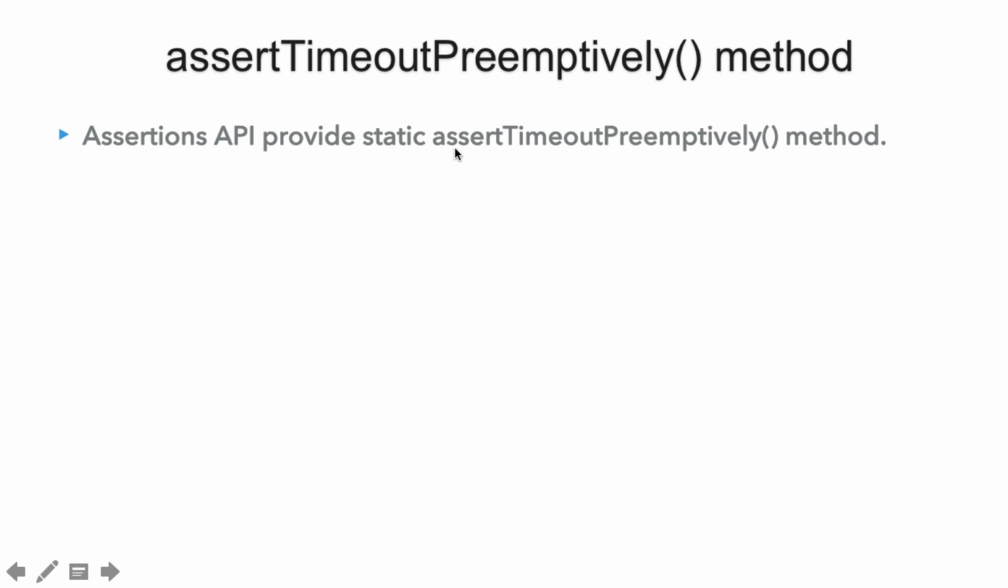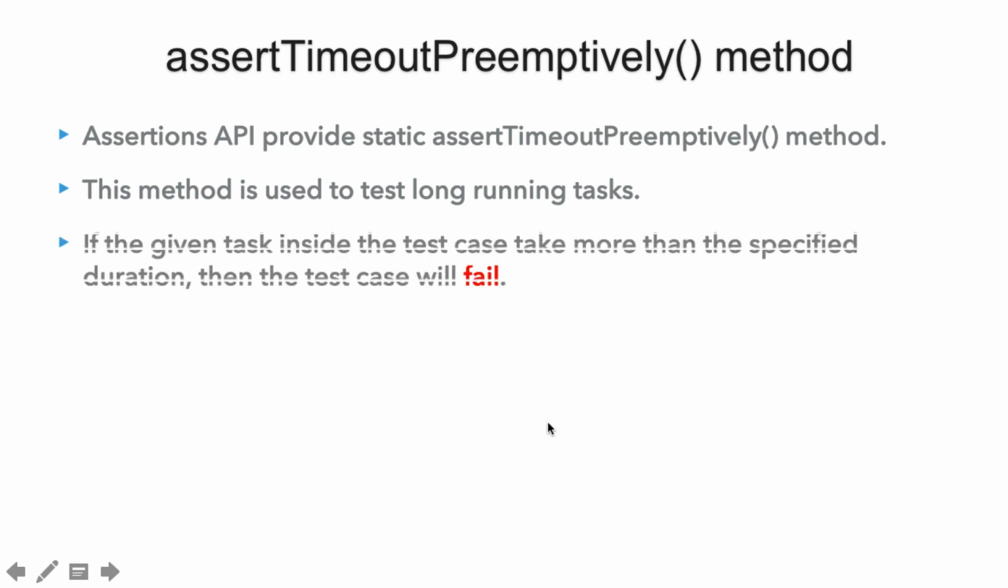This method works very similar to the assertTimeout method, which we discussed in our last lecture. This method is also used to test long running tasks. So basically if we want to test the performance of our code, then we can use assertTimeout or assertTimeoutPreemptively method. What it does is, if the given task inside the test case takes more than the specified duration, then the test case will fail, or else it will pass.